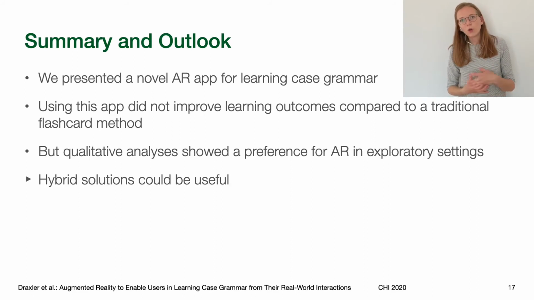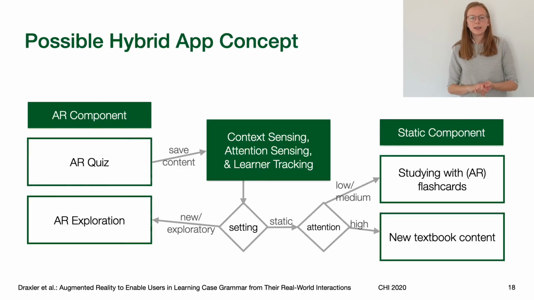And I brought a small concept here of what something like this could look like. So we could have an AR component and a static component that are both regulated by some kind of context sensing, attention sensing, and learner tracking module that would determine the context of the learner and then encourage them to either use an AR exploration method if they're in an exploratory setting, or to look at some static content when the setting is more stationary.